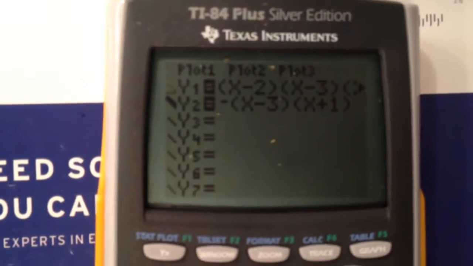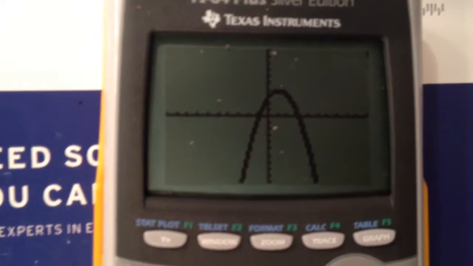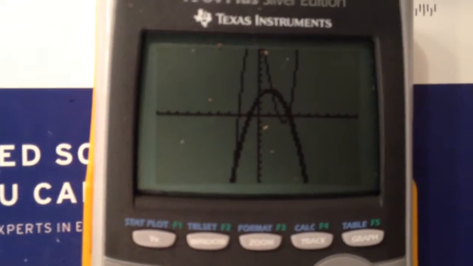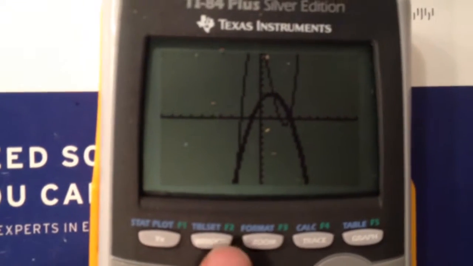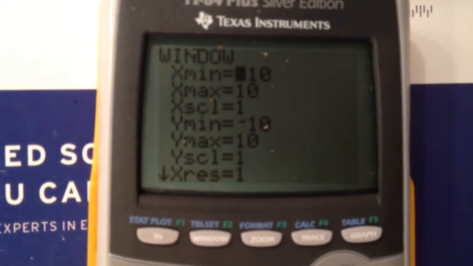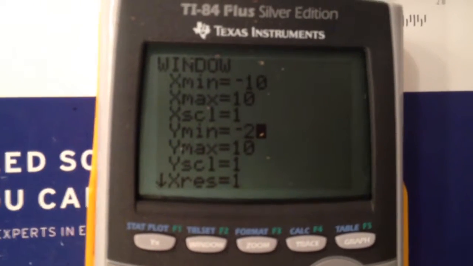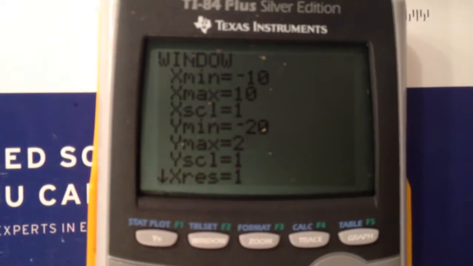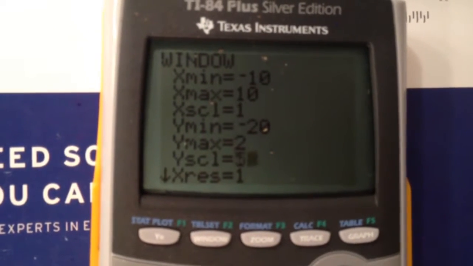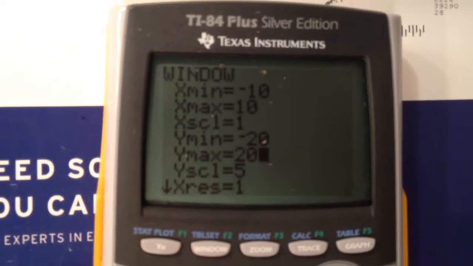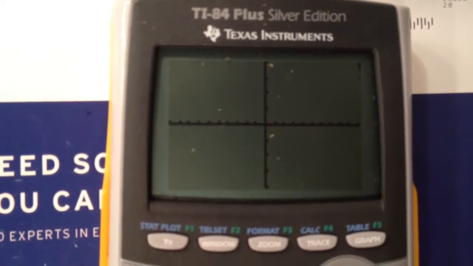So when I graph this, hit graph, first graph was already there, and there's the other one. Kind of off the screen. Ideally, we'd like to see all the features. So I'm going to change my window setting and just make my min a little smaller and my max a little bigger. And maybe we'll go by 5s, except I screwed that up. Make that 20. And I think this will all fit now, so I'm going to hit graph.